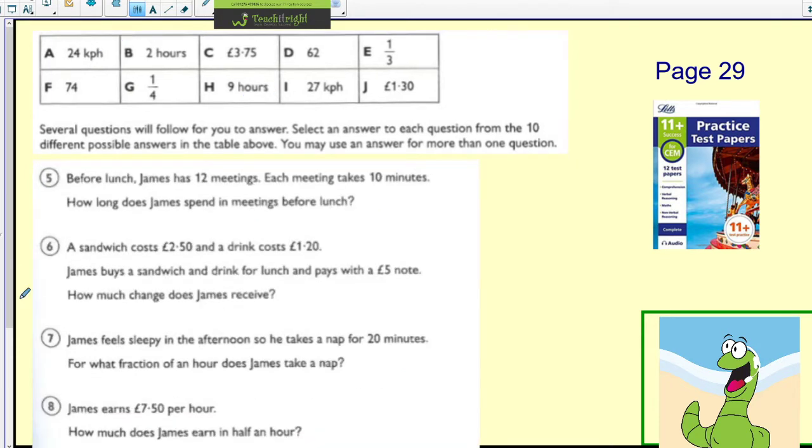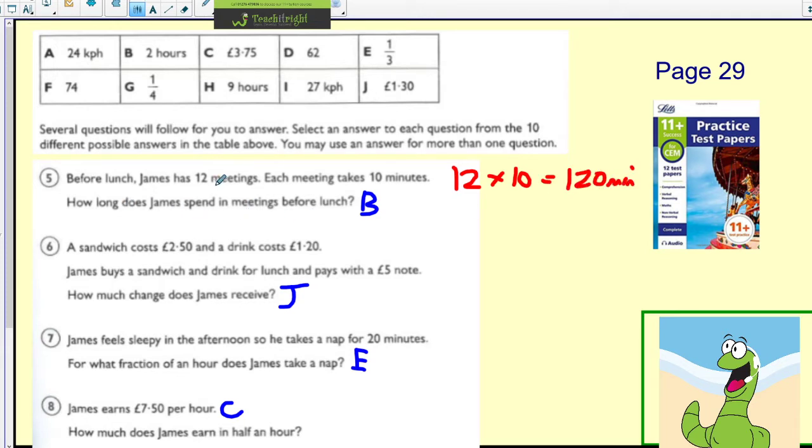Right, next page. So question 5 is B. Question 6 is J. Question 7 is E. Question 8 is C. Just go through and do the working. So here, 12 meetings. Each meeting is 10 minutes. So it's going to be 12 times 10. This is number 5, which is 120 minutes.